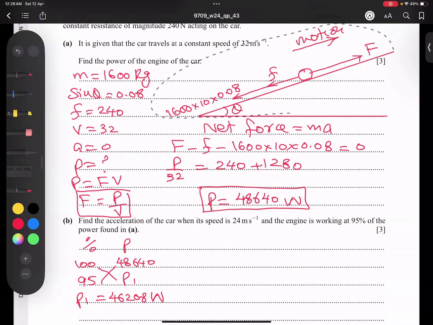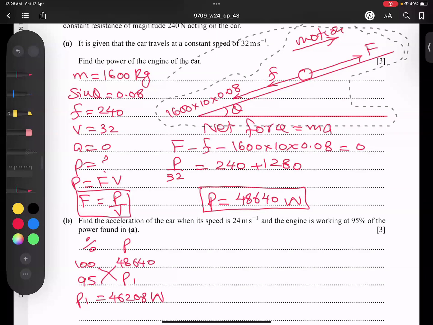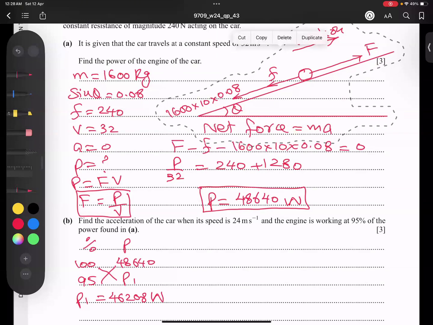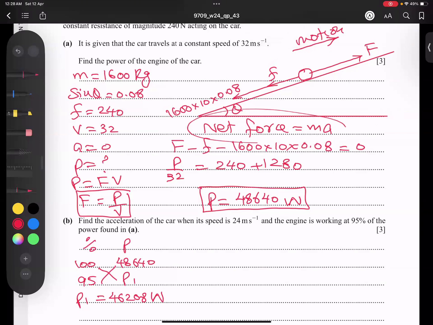Same diagram and even the same formula. I can use it directly from here, no need to copy and paste. The basic formula is the same: net force equals ma. As we know, F is power divided by V, so I'll use this formula directly.